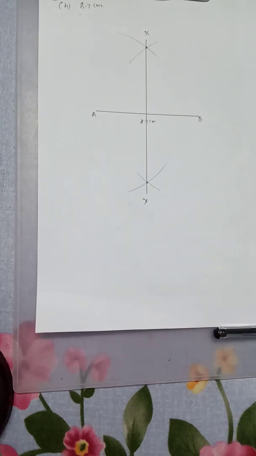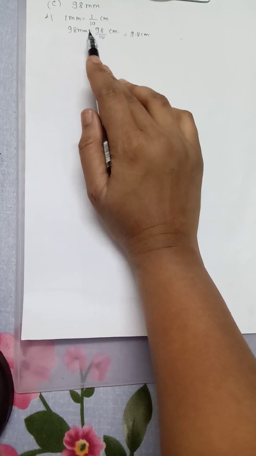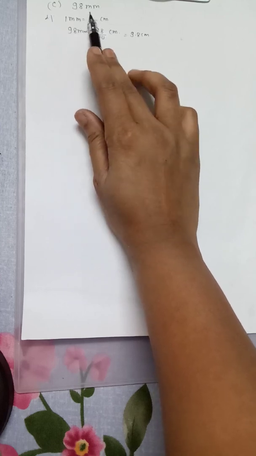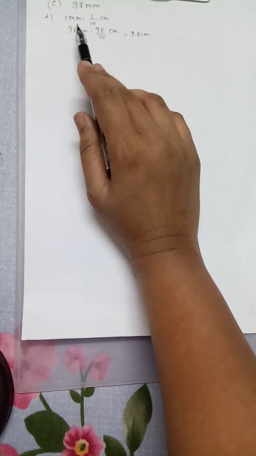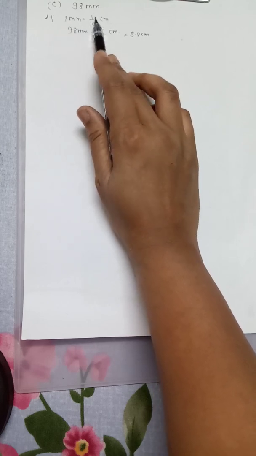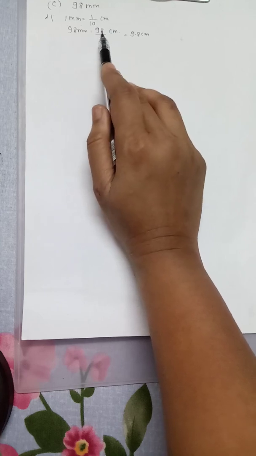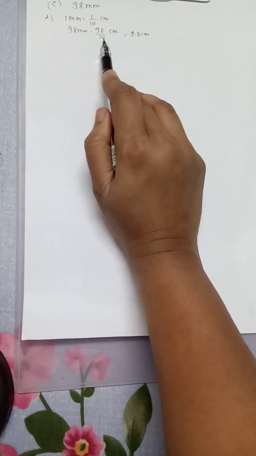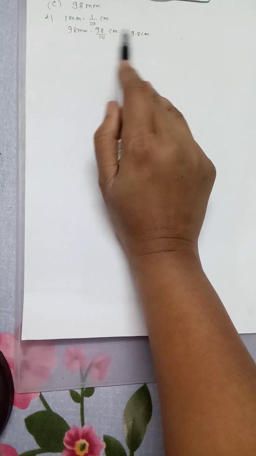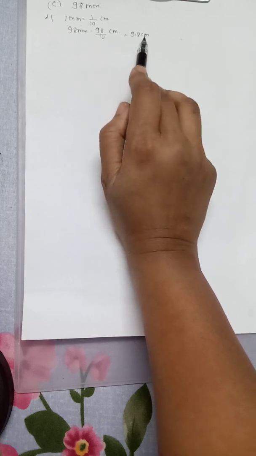Now the next one: see, 98 mm. I have to draw its perpendicular bisector. First of all, I can convert this mm into centimeter. 1 mm is equal to 1 upon 10 centimeter. We know the conversion. So 98 mm, we can divide 98 by 10 to convert it into centimeter. With 10 in the denominator, in the numerator I put the decimal point before the last digit. So it will become 9.8 centimeter.